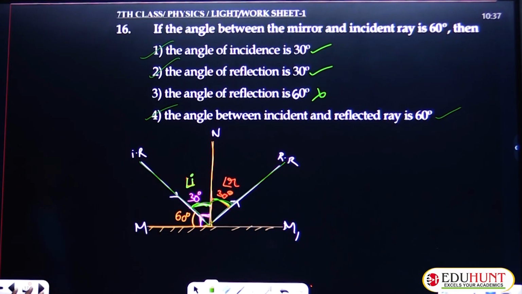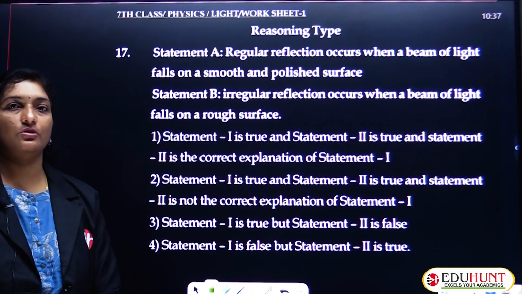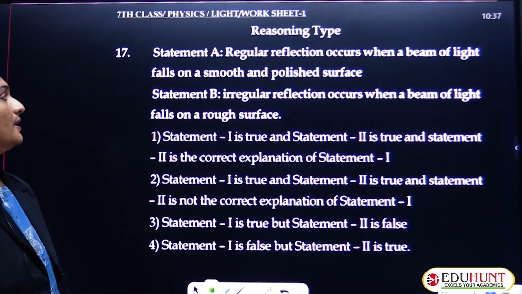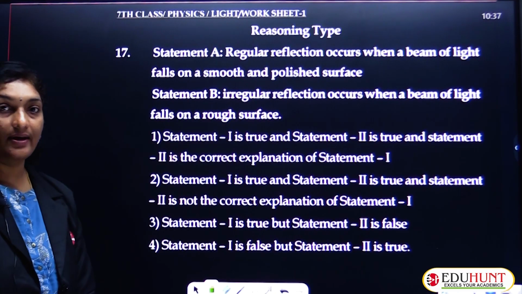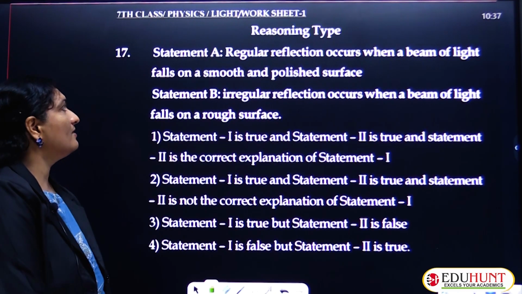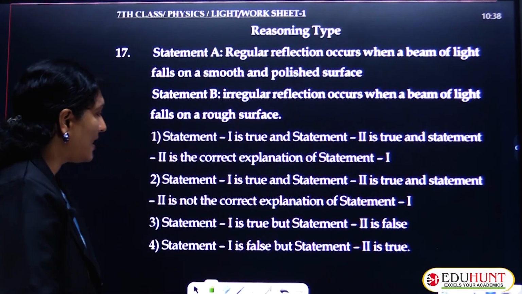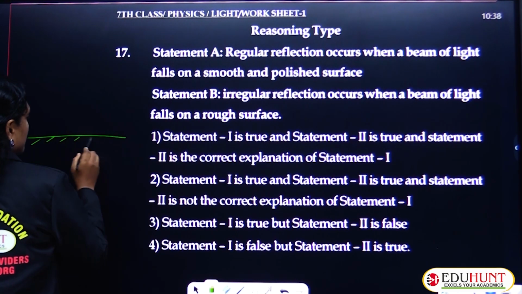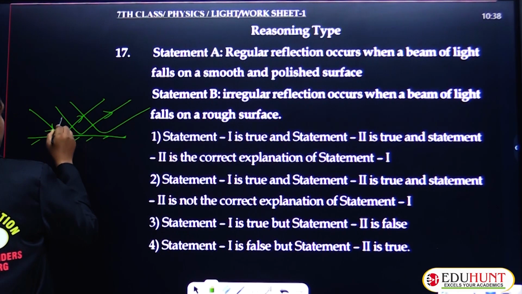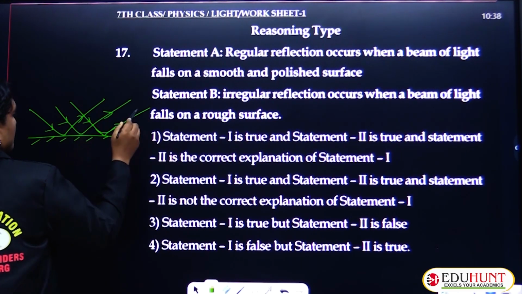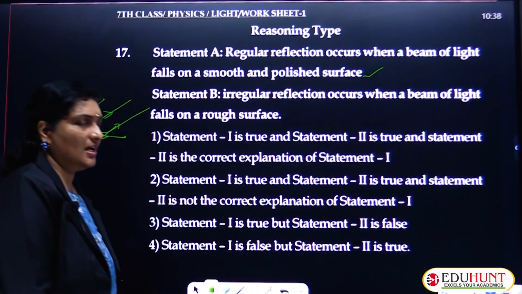Okay. So, now moving to the next one. Reasoning type questions, so assertion reasoning model questions. You should also be clear with that. Generally, they will be asked in NEET and advanced level questions. Let us see. Statement A is given: regular reflection occurs when a beam of light falls on a smooth and polished surface. That is what we have discussed. Whenever a light ray falls on a smooth and polished surface, regular reflection occurs. Yes, the statement is true.